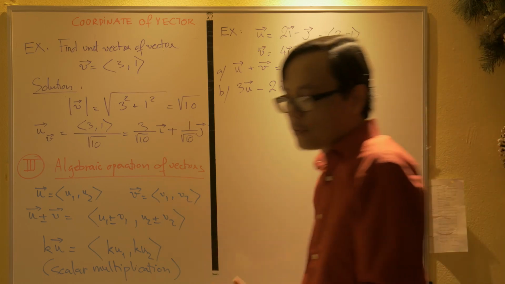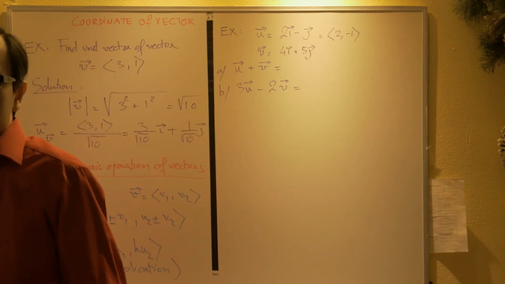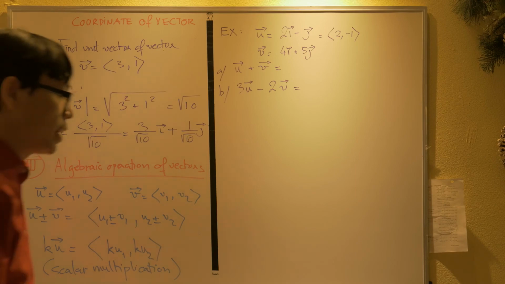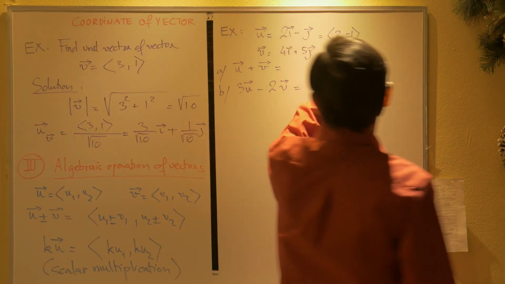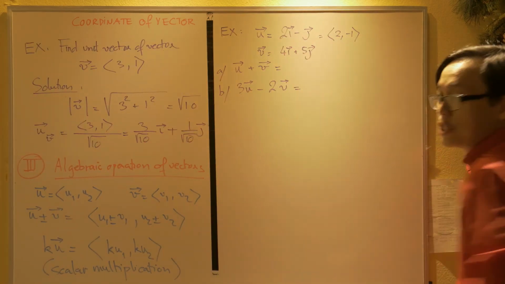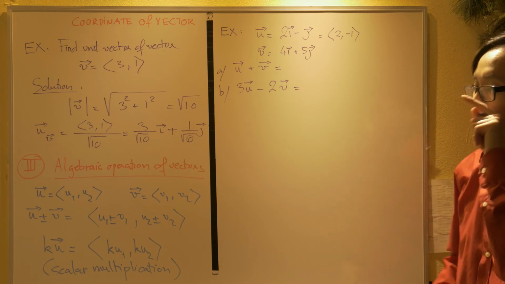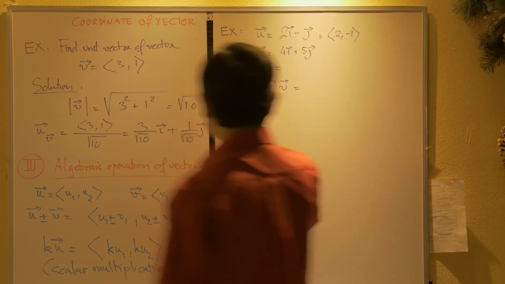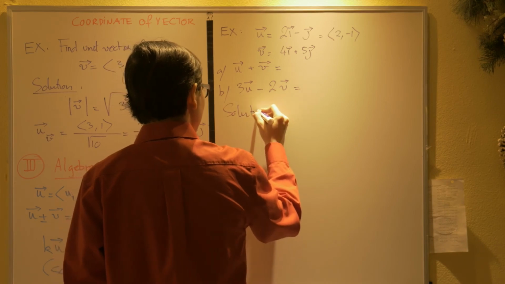Of course, when they ask you to add, it gives you another vector, right? Then they want you to write that vector in ordered pair form, or you can use the i and j vectors to express your final answer. Okay? Solution. Very easy.